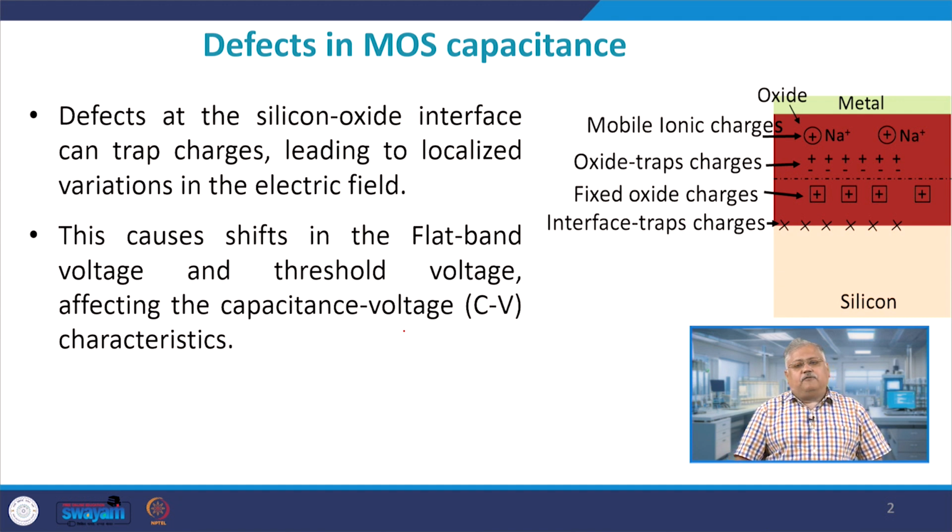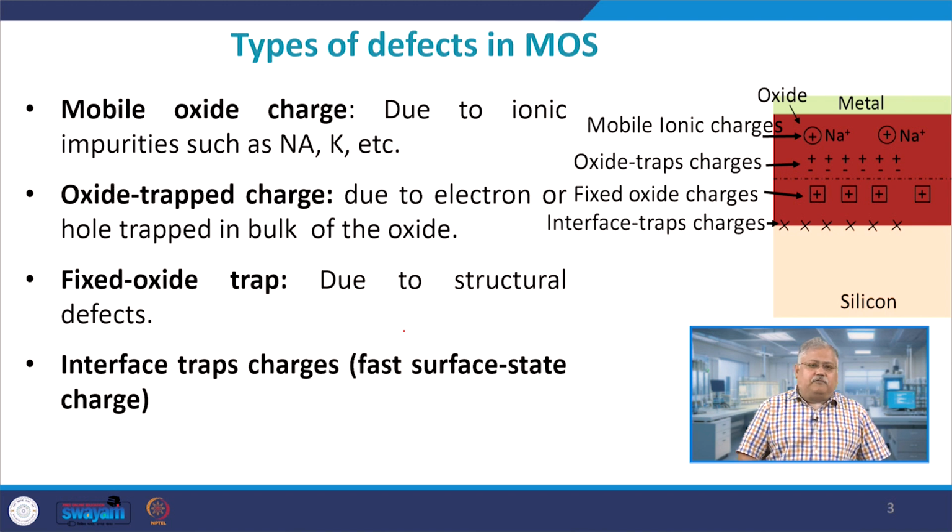Now there are typically four types of defects available. The first type is the mobile oxide charge. The second is an oxide trap charge, the third is a fixed oxide trap charge, and the fourth one is an interface trap charge, also referred to as fast surface state charges. What is a mobile oxide charge? I will tell you what happens.